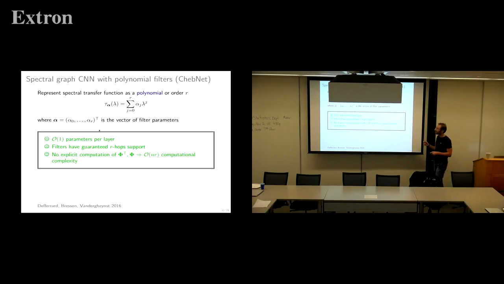You don't have any explicit eigendecomposition of the Laplacian. You just apply the Laplacian or its powers to your function r times. So the computational complexity is of order n.